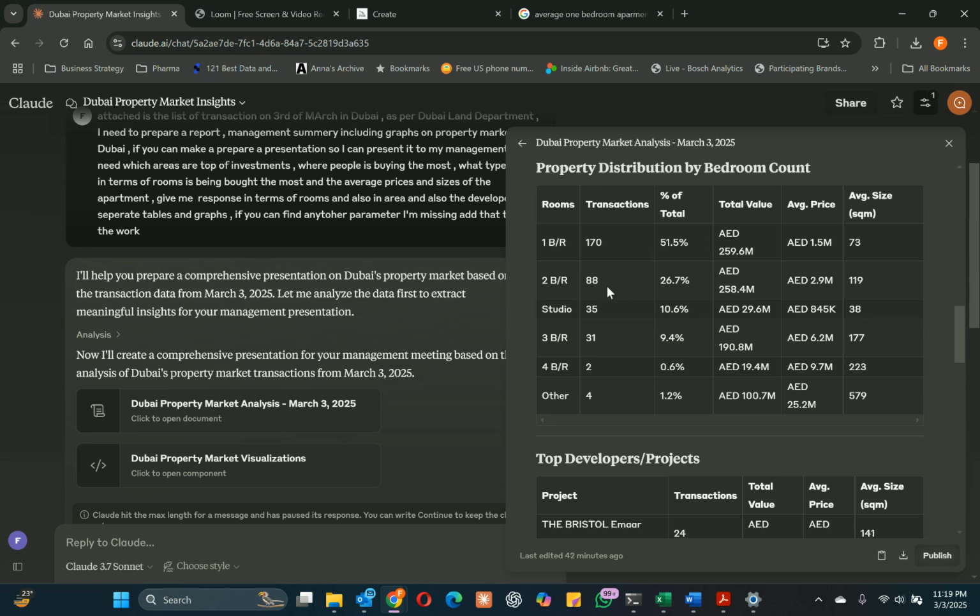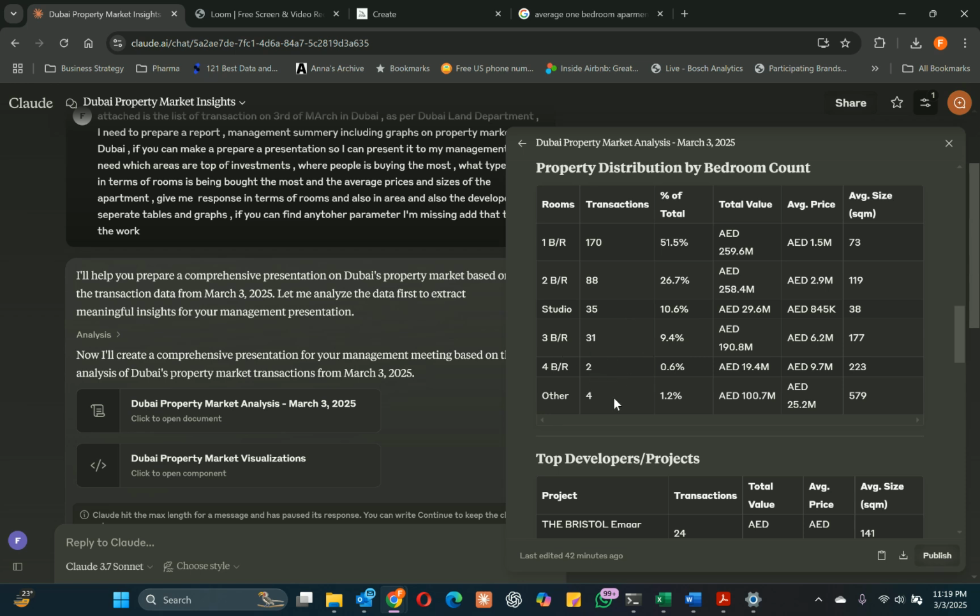For two bedroom it is 88, 26.7%. So these two dominate the total market at about 77% of the market. And then studio has about 10%. So studios are low in transactions. For the March, I have no idea how the Dubai market works. Three bedroom is 31, four bedroom is 2, and others.